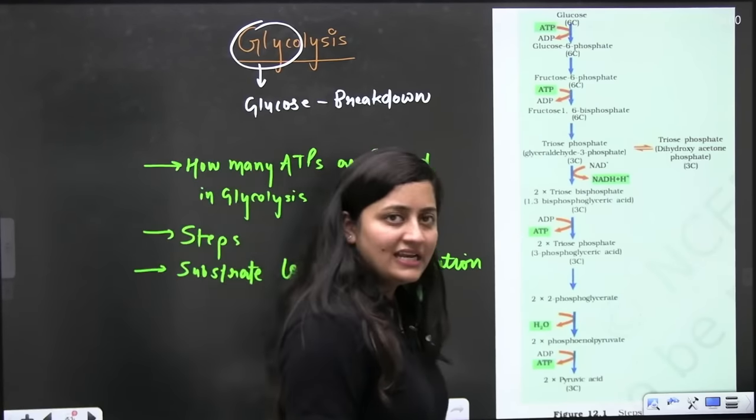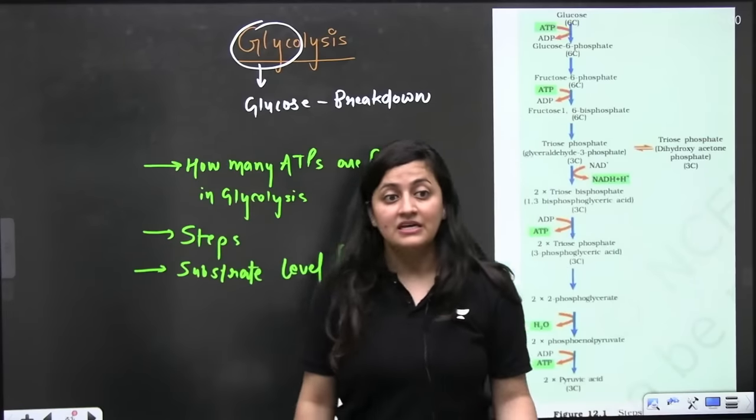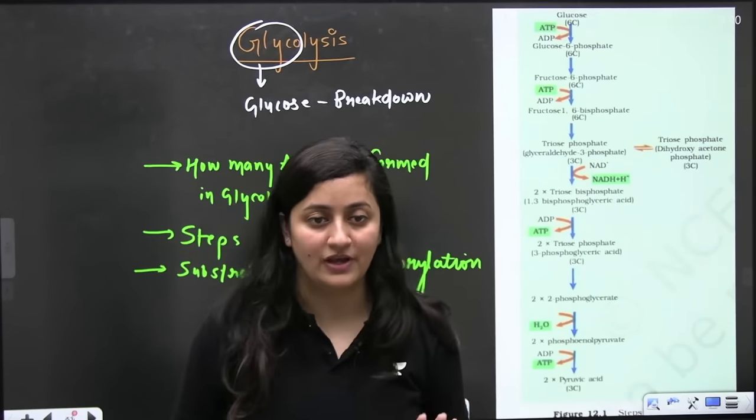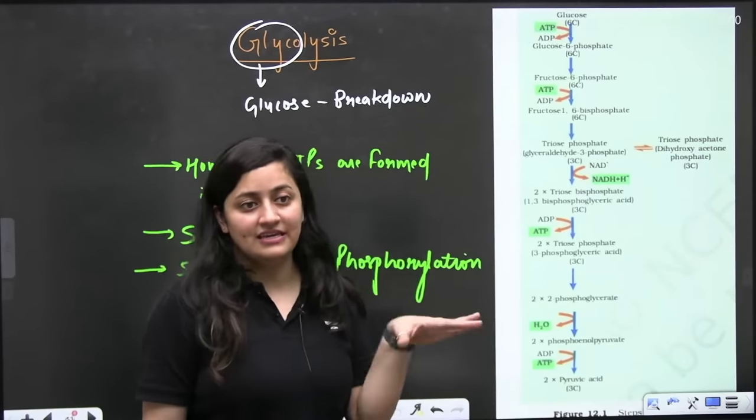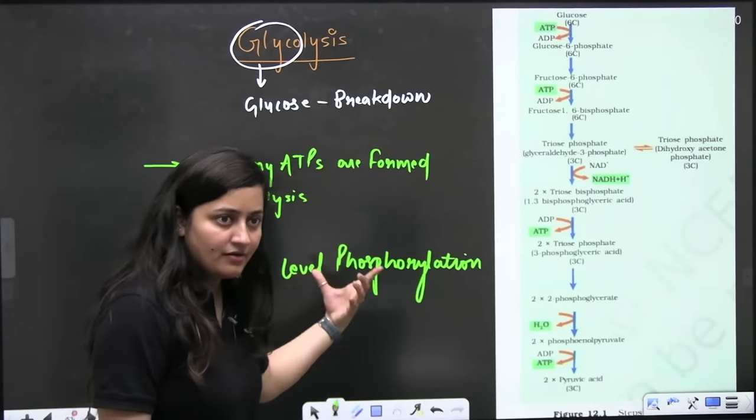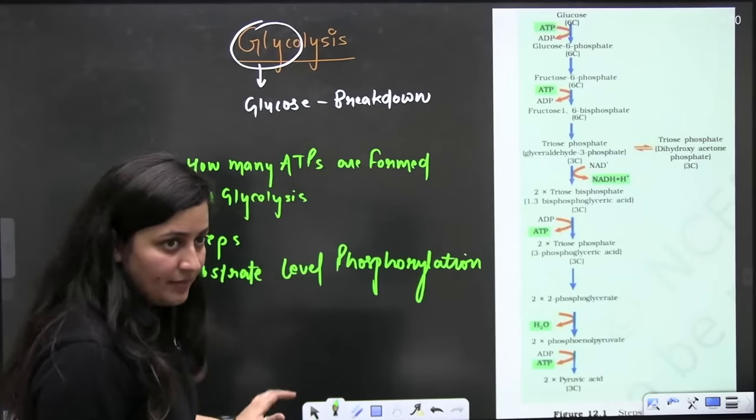They can ask you how many ATPs are formed. They can ask you about the steps. They can ask you where the substrate level phosphorylation will occur, because the rest everything is easy. Site is cytoplasm, oxygen independent. That type of questions can come in the paper.